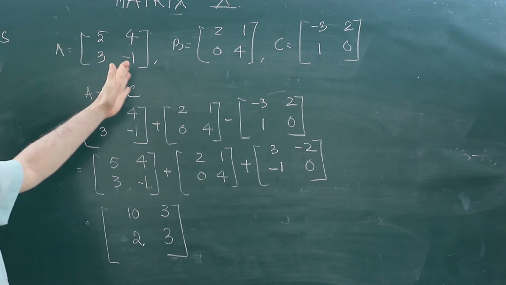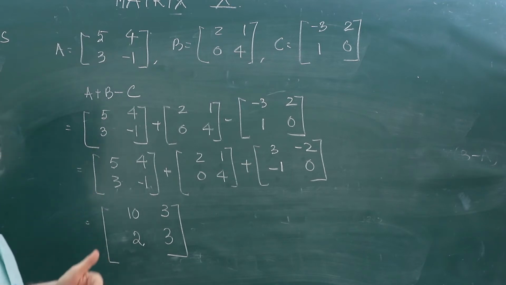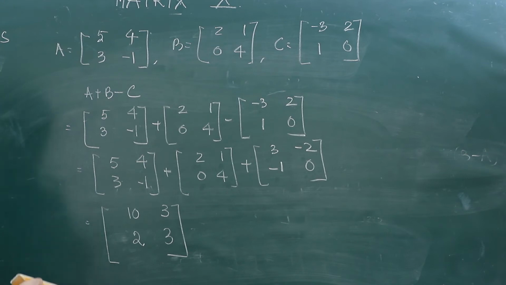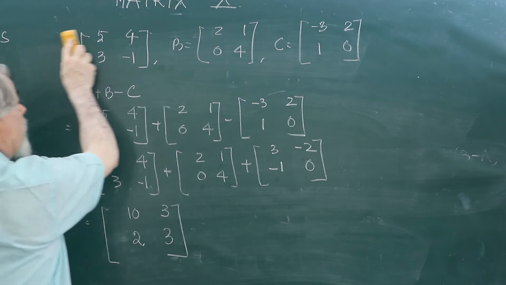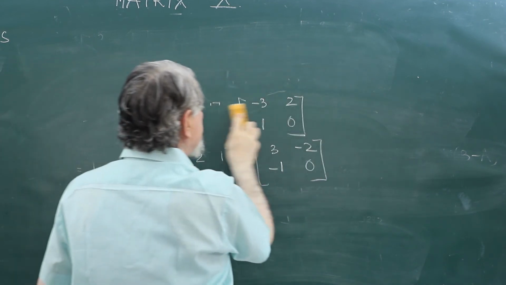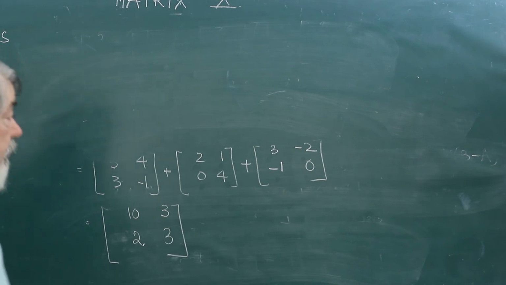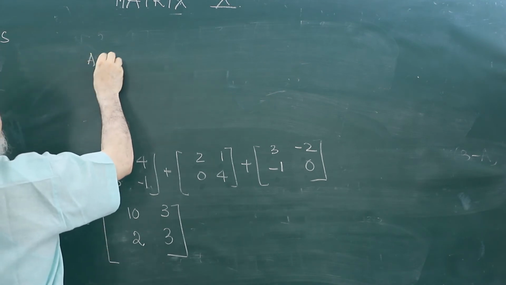And this is only possible when they are of the same order. If they are of the same order, then we can find the matrix. For example, let's take another example where we will discuss the transpose of a matrix. We told you what a transpose of a matrix is: if we interchange the rows and columns of a matrix, it becomes its transpose.